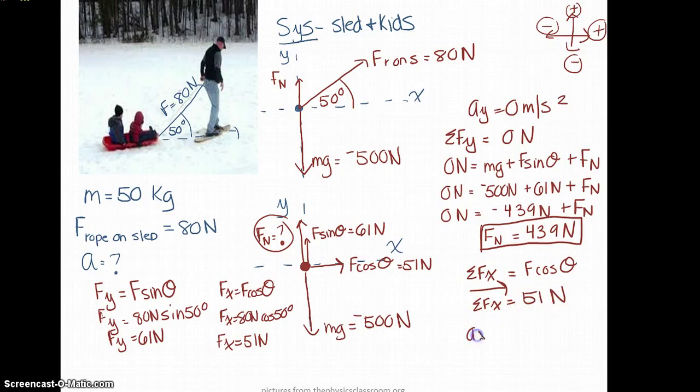Now I can find acceleration in the x direction because I have F net in the x direction, and I was given the mass of the system. So my acceleration in the x direction will be 51 newtons divided by the 50 kilograms that represents the mass of the system. And if I just take my 51 here divided by 50, I come out with an acceleration of 1.02. So about 1 meter per second squared.